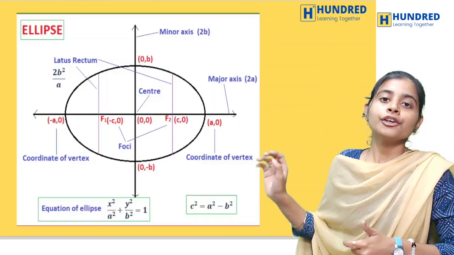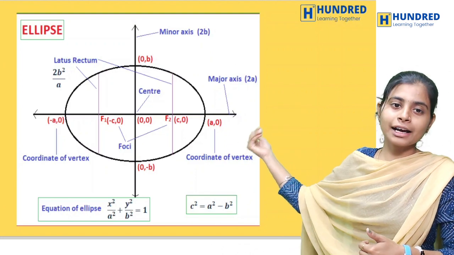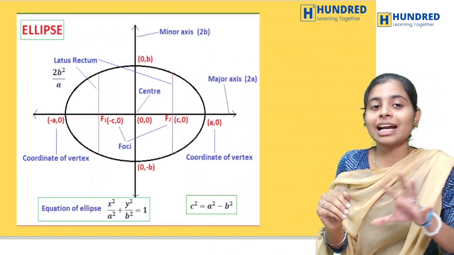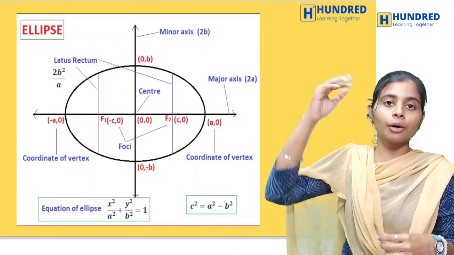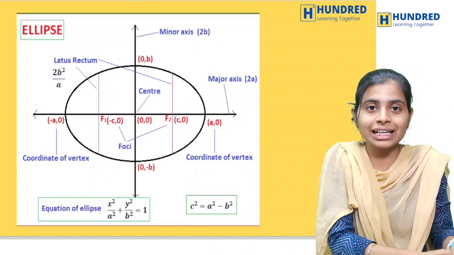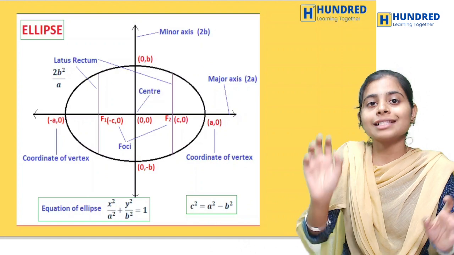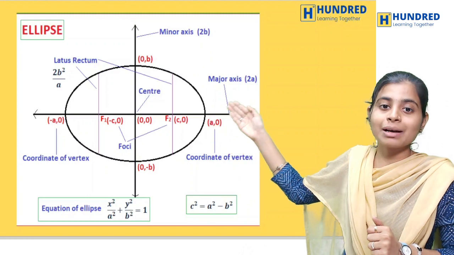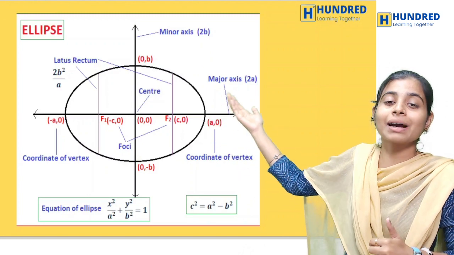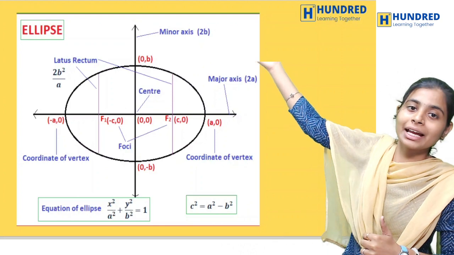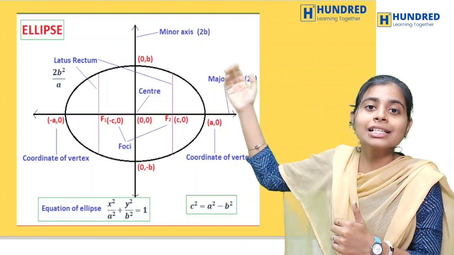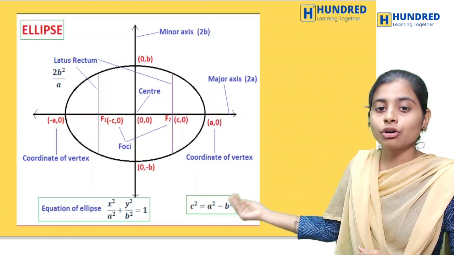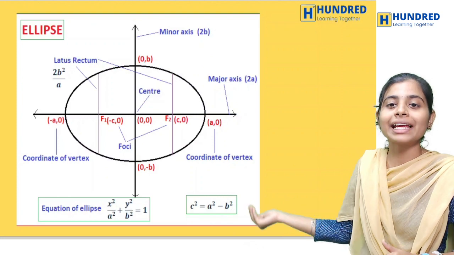From this diagram we can clearly identify the foci, major axis and minor axis, then the latus rectum. The latus rectum is common for both forms, whether it is a vertical or horizontal ellipse, that is 2b square by a. Then the foci are (minus c, 0) and (c, 0). The coordinates of the vertices are (minus a, 0) and (a, 0), and the minor axis coordinates are (0, b) and (0, minus b). And to find c square, the formula is c square equals a square minus b square.